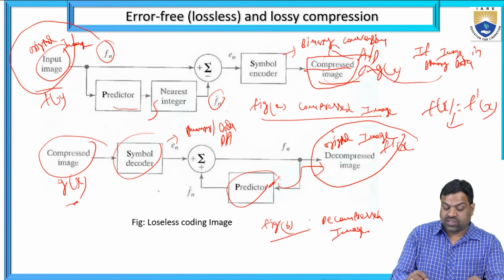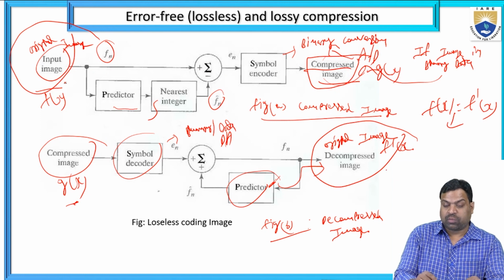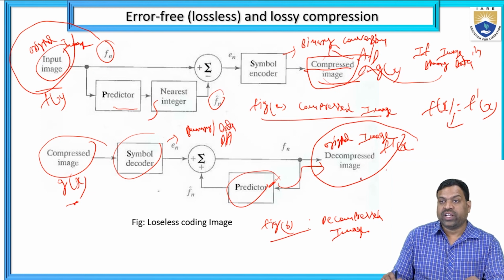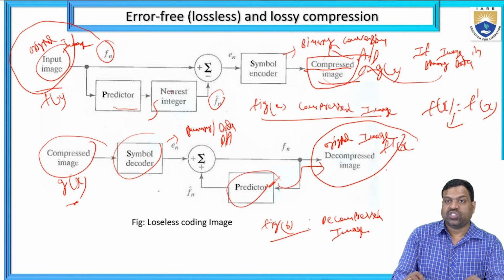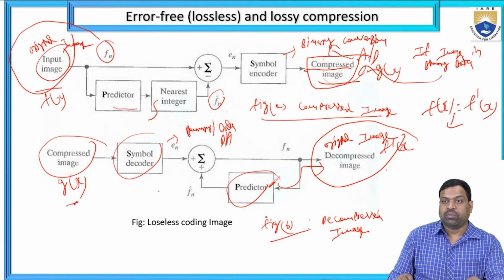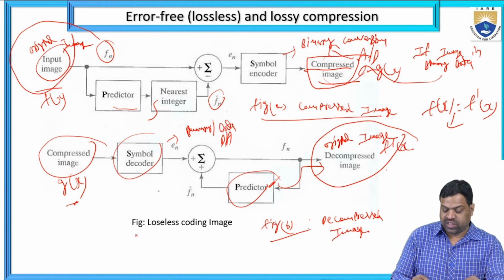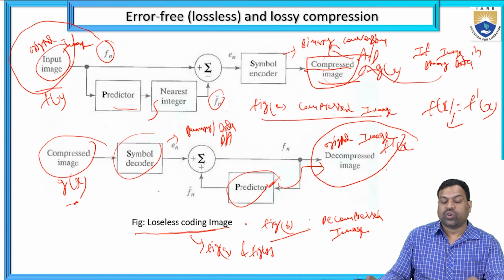So like this, input to output, compression of the original image to the decompressed image. But first stage, figure A, is the compressed image, figure B is the decompressed. Overall, figure A and B combined is a lossless coding image. So the input image goes through the predictor, nearest integer, symbol encoder and becomes a compressed image.